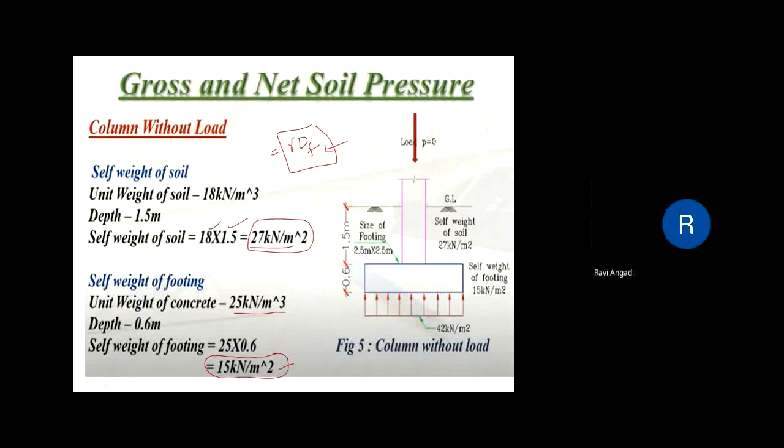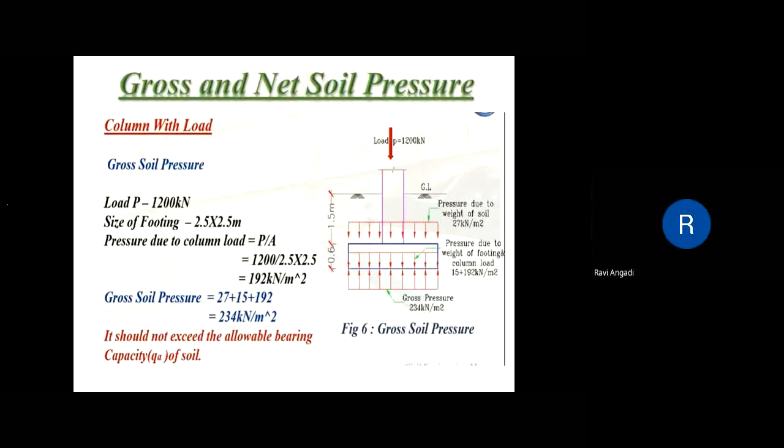So here, after calculating these two, coming to the column with load. If I consider column with load, what is the gross soil pressure? What is the load acting on the column? 1200 kilonewton. Then what is the size of the footing given? 2.5 meter by 2.5 meter. What is the pressure due to column load? How much pressure is it inducing into the footing? Load by area. Is it clear? This pressure is due to the column load by area.